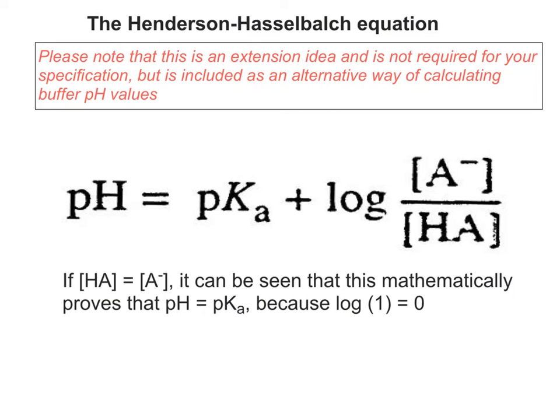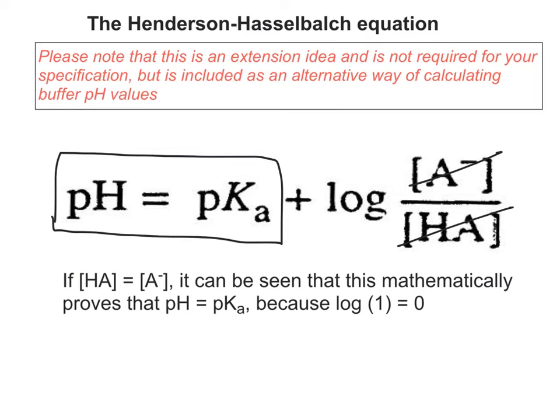And if the concentration of your weak acid, HA, was equal to the concentration of your conjugate base, A minus, what this would mean is that both of them would cancel each other out, like so. And therefore the logarithm of 1 equals 0. So that leaves us with pH equals pKa. So it's another rather neat way of proving that mathematically. But like I mentioned, it's an extension idea, and you don't have to know the Henderson-Hasselbalch equation.